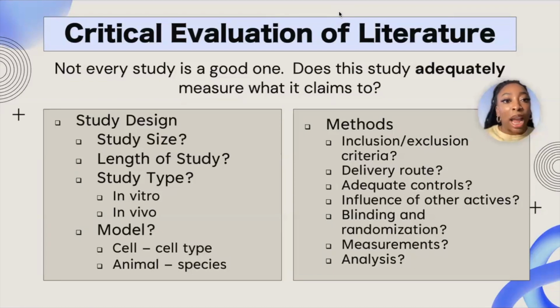You have to ask, are there adequate controls in this study? And the active that we're evaluating, is it being influenced by the presence of other actives in the formula? Was there adequate randomization between experimental groups? What type of measurements were we taking? Are they clinically relevant to evaluating the active? And how were these things analyzed? These are all extremely important to dissect when we're looking at the literature.